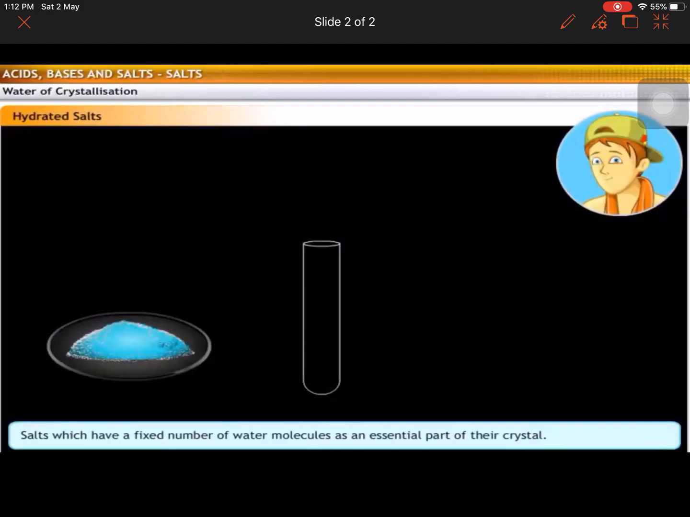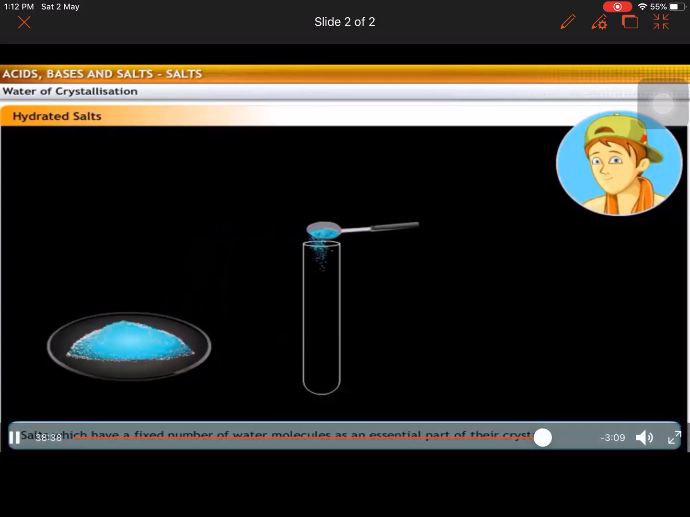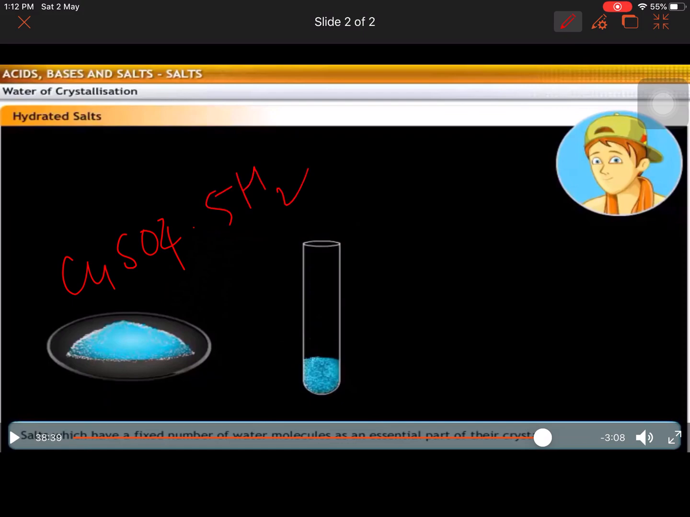Let us perform a simple experiment to verify the presence of water molecules in copper sulfate. Take some powdered copper sulfate in a test tube. This is the formula of this copper sulfate, which is blue in color. The formula is CuSO4.5H2O. This blue color is because of the .5H2O, which is the water of crystallization.